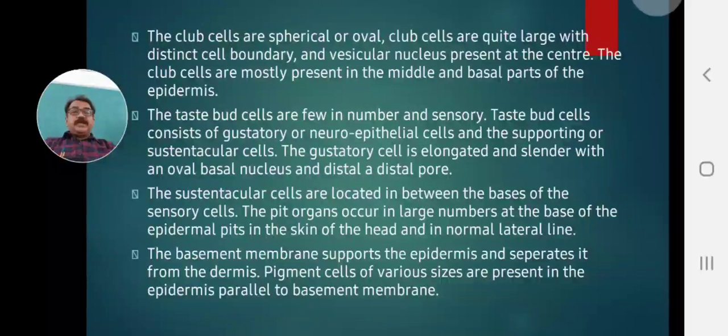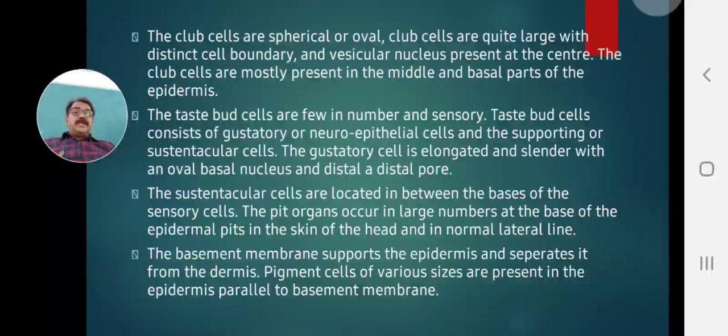In this taste bud, two types of cells are present. One is called the gustatory cell, also called the neuroepithelial cell. And the second is the supporting cell, which is also called the sustentacular cell.